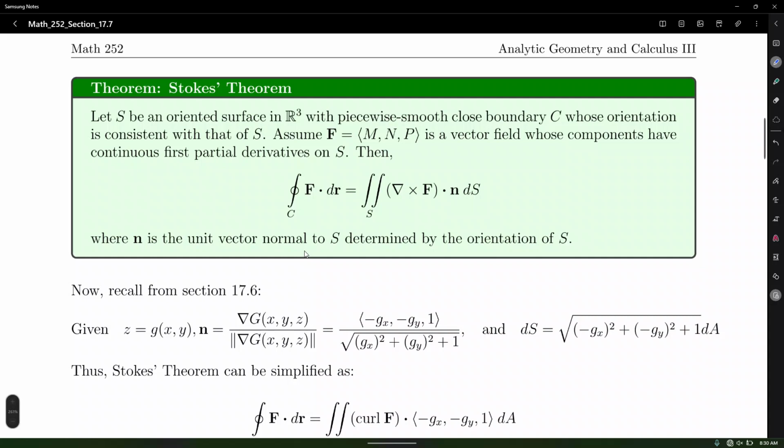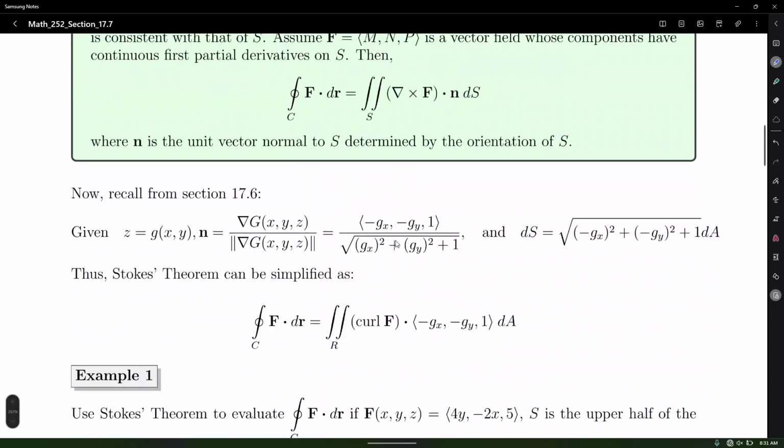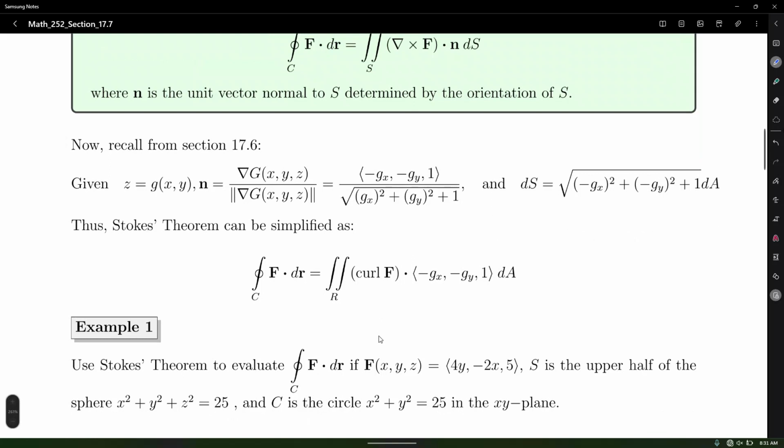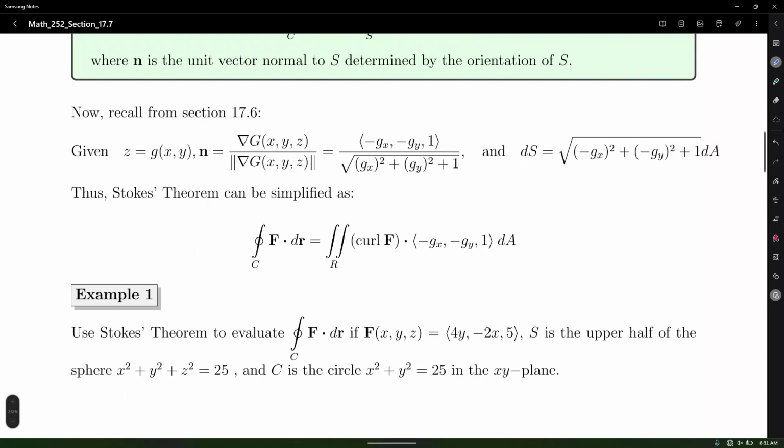We already discussed the normal vector involved right here. That normal vector is what indicates the orientation of the surface. I'm not going to do the derivation of the gradient of the surface divided by its magnitude, since we already did that. We're just recalling this. So in the end, we will evaluate this line integral of F dot dr along the curve C by finding the dot product between the curl and the vector formed by negative g sub x, negative g sub y, in a similar way to what we did with the flux integrals.